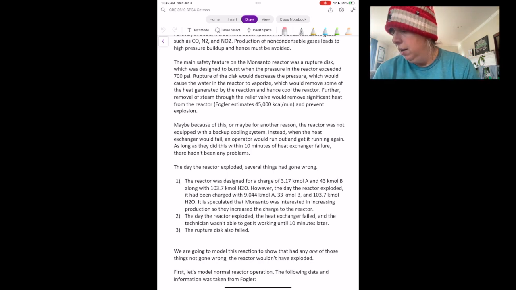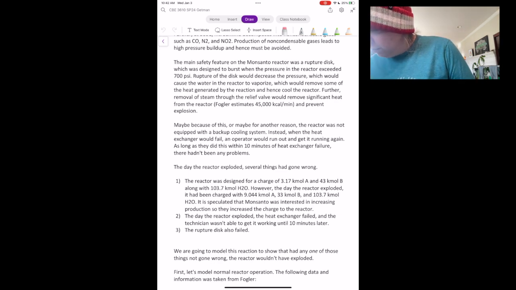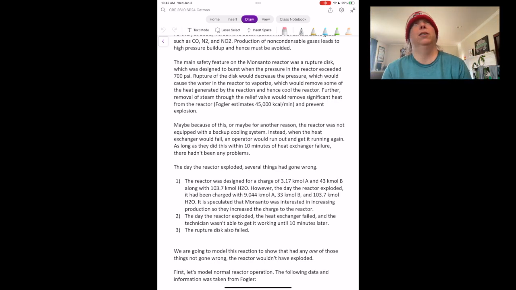Now, the day the reactor exploded, several things had gone wrong, and this is a common theme in reactor disasters: it's never just one thing. It's usually multiple things going wrong at once. But on the day the reactor exploded, the reactor had been overcharged.